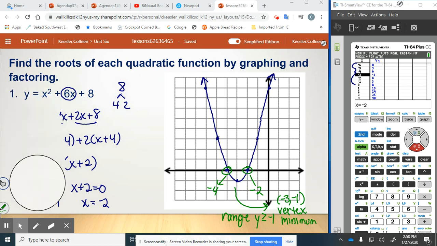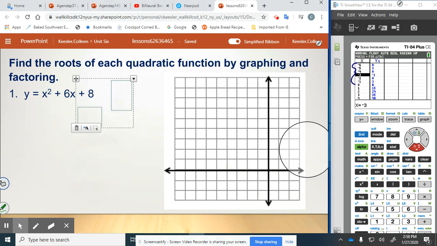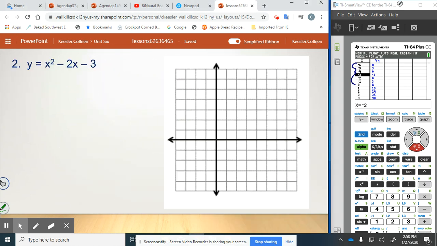Quadratic functions. Okay, number 2. Same deal. We want to start by factoring. So we have a sum of negative 2, and we need the factors of negative 3 that make negative 2, and that would be negative 3 and positive 1. So we could break it down.